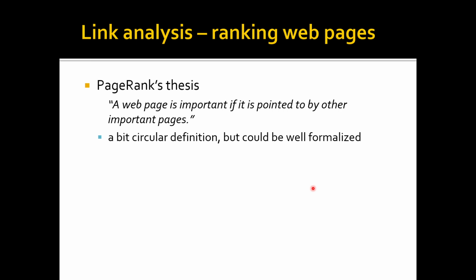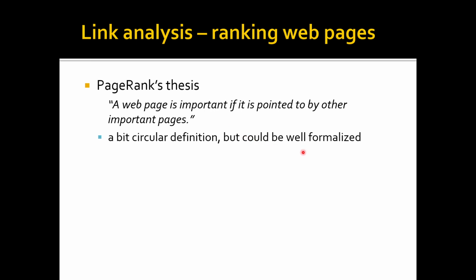So PageRank is guided by a simple thesis that is just one sentence, and the sentence sounds: a web page is important if it is pointed to by other important pages. So it's basically a cyclic definition that says I'm important if other important people refer to me. So okay, but even if this means a cycle and does not make any sense, it could be formalized, and we can make sense from this.